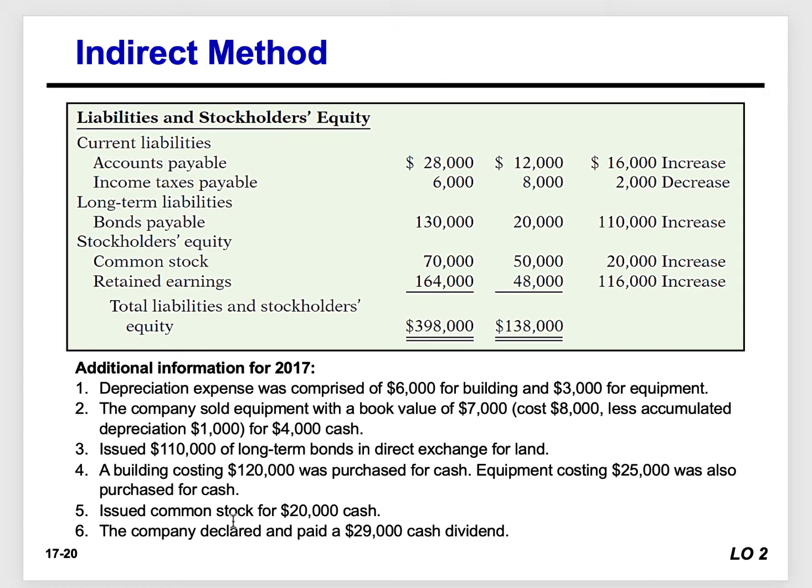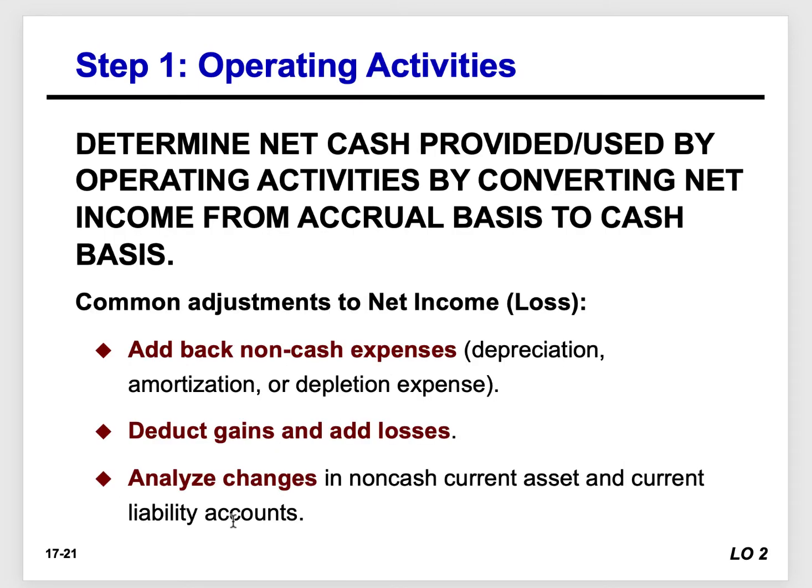That's important. So what we need to do, and this is very, very important, I would definitely write this down. In fact, we're going to start off with how do we prepare just the operating activities. So the first thing is we start off with net income. That's number one.